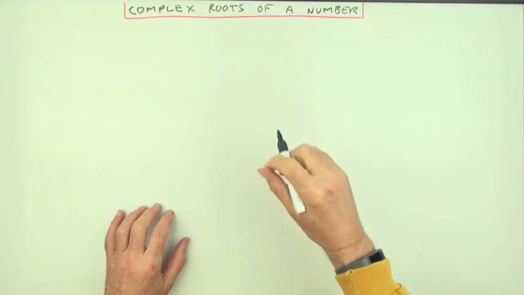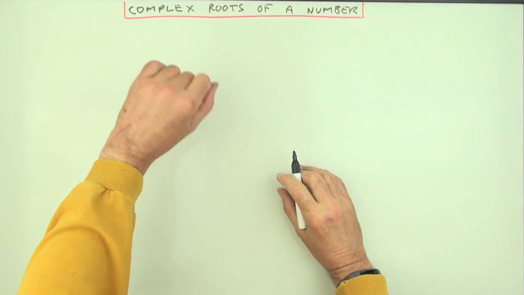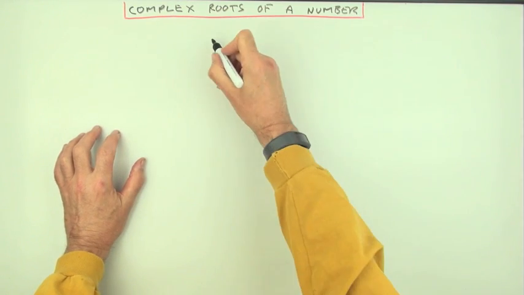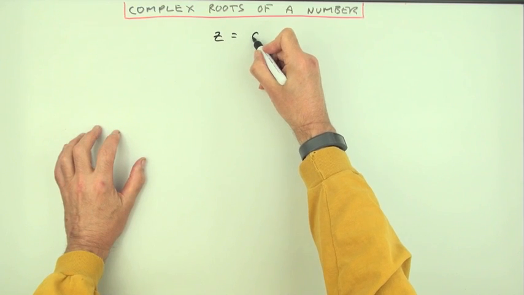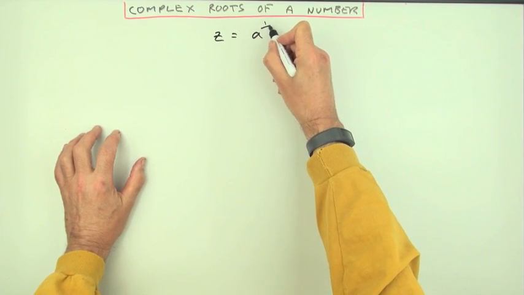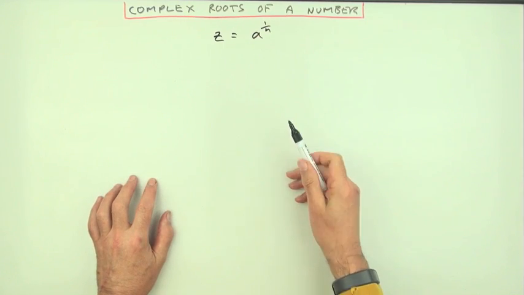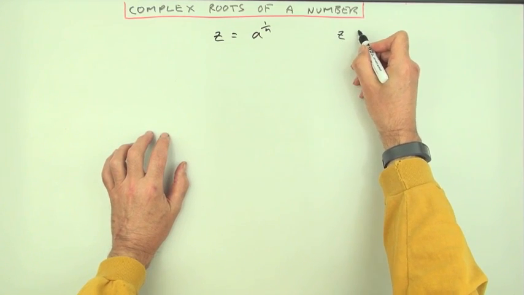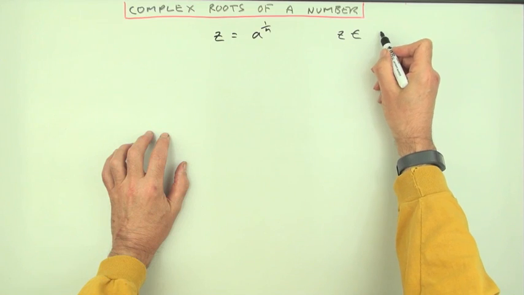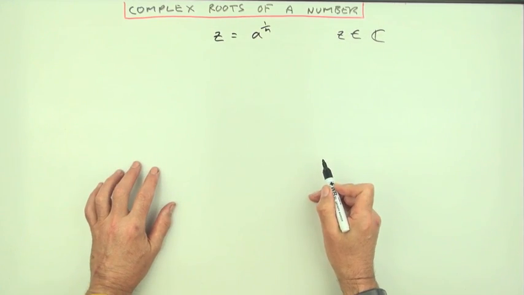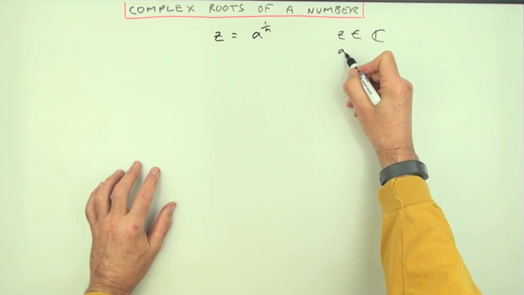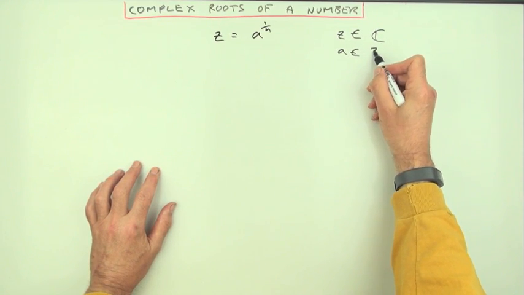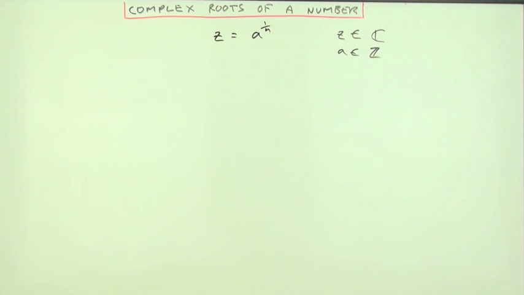So, techniques for finding the complex roots of a number. That means that if you've got some number a and you want a particular root of it, what are these roots? And I've written z, of course. Z is the standard notation for a complex number. And a, I think to begin with, we'll just let a be a nice little integer.